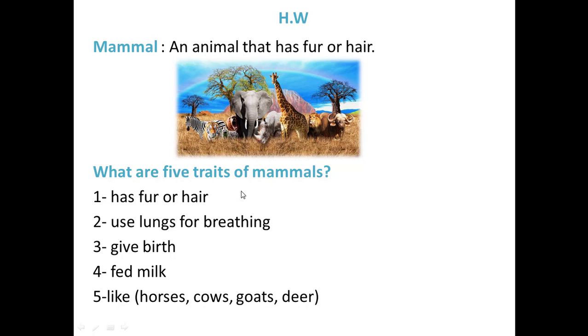What are the features of mammals? Has fur or hair, and use lungs for breathing, and give birth, and feed milk. Mammals like what? Like horse, cow, goat, and like human. We are mammal too. Why? Because we have hair and we use lungs for breathing and we give birth and we feed milk. That's why we are mammal too. So, mammal, an animal that has fur or hair.